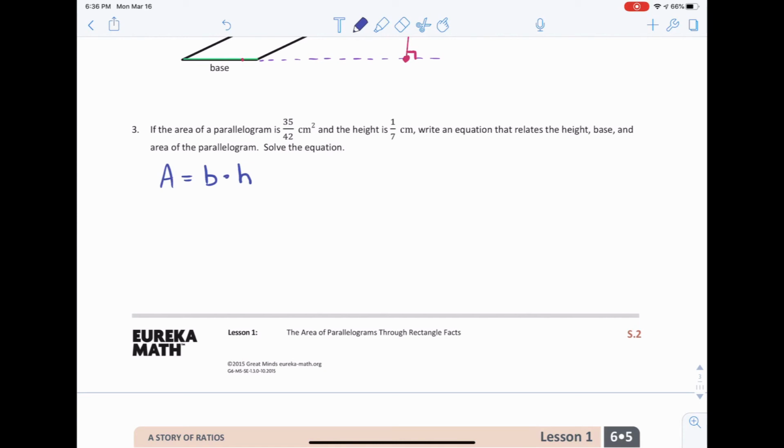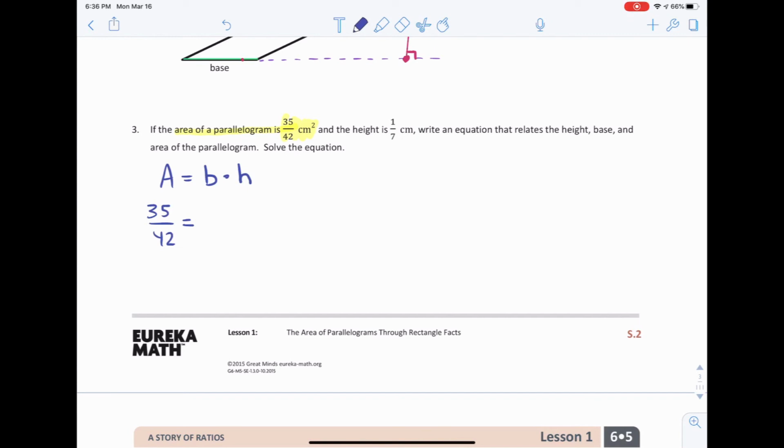All right, once again, I hope you tried this. Well, hey, take a look here. The area is given to me. They told me the area is 35 over 42. I'm going to stick with just the numbers and ignore the units for now. 35 over 42. And I know that the area is equal to whatever the base is multiplied by whatever the height is.